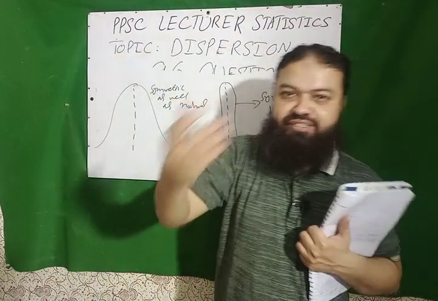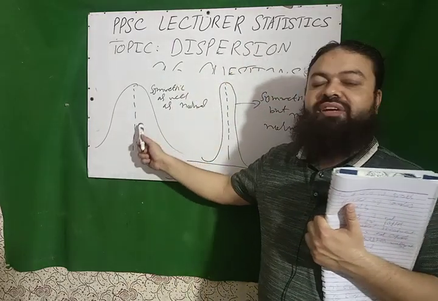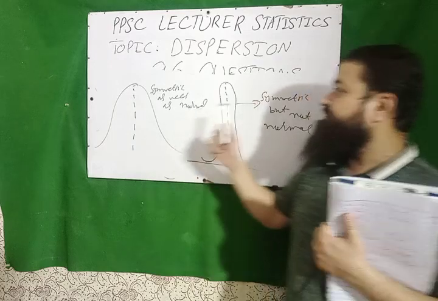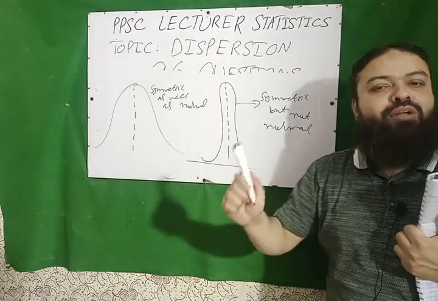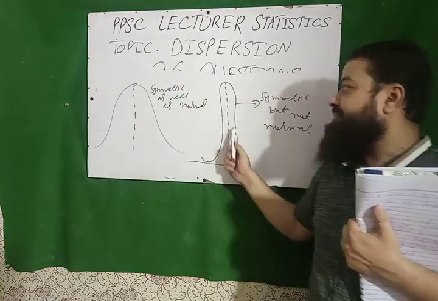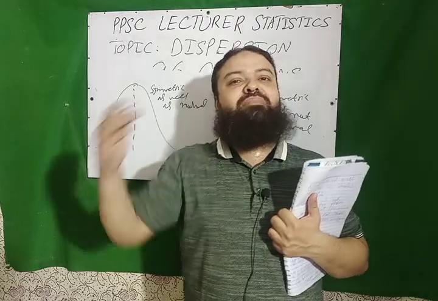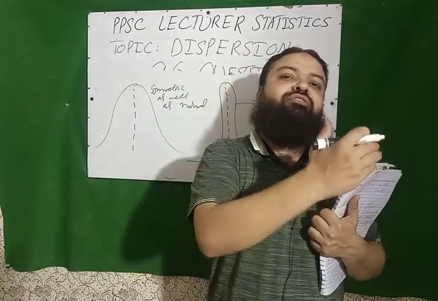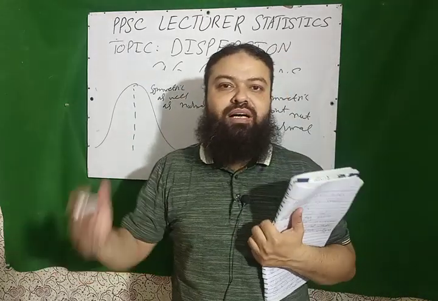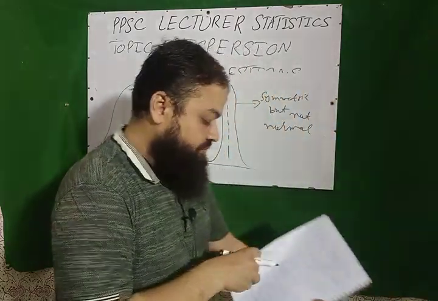What will be the answer in the interview? What will be the answer in the written test? Every normal figure is symmetric, but every symmetric figure may or may not be normal. This one is normal and it is symmetric also. This one is symmetric but it is not normal. So what did you learn? Every normal shape is symmetric too, but every symmetric figure may or may not be normal. A very important question for both written test as well as interview.